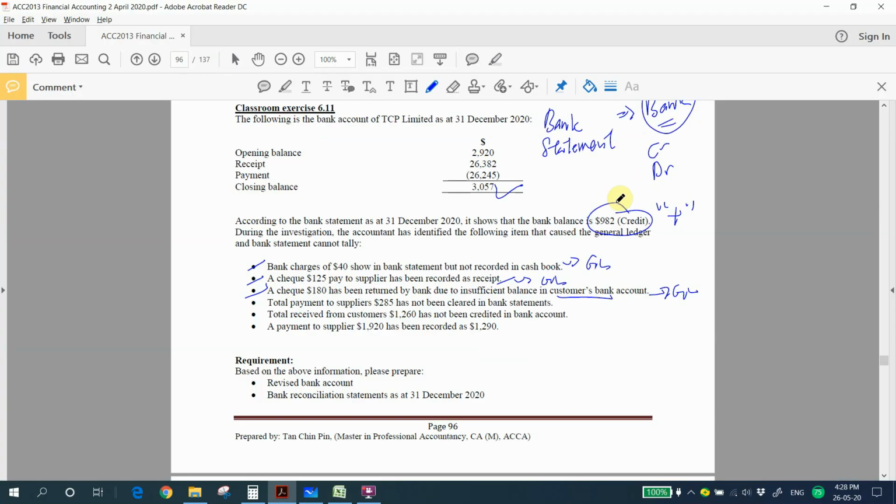Next, total payment to supplier 285 has not been cleared in the bank statement, so this one we record in bank reconciliation. And for payment unclear, we call it unpresented check.